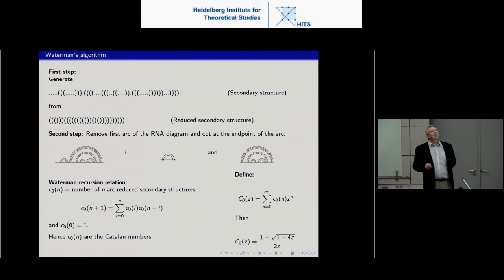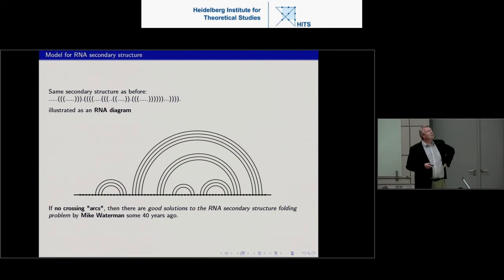It's given like that. And so Mike Waterman did this, and he developed a corresponding algorithm to predict the free energy for these folds, and he was able to predict the structure with quite a high precision. This has been refined over time, and this is something that people are really, really good at by now.